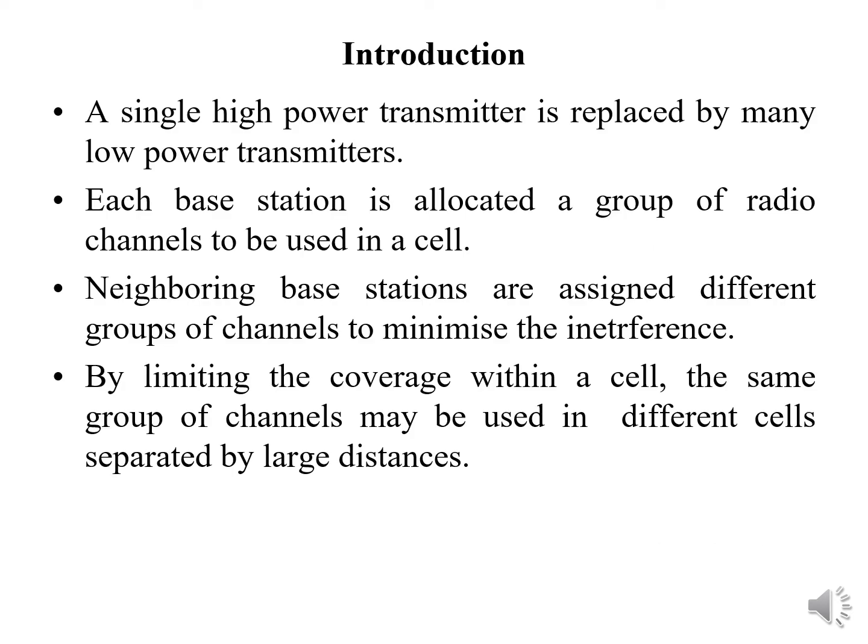As we have seen, a single high-power transmitter is replaced by many low-power transmitters. Every base station is allocated a group of channels. Neighboring base stations are assigned different groups of channels to minimize the interference. By limiting the coverage within a cell, that is, the transmitted signal power from a base station will be good enough only within a cell, the same group of channels can be used in different cells separated by large distances.